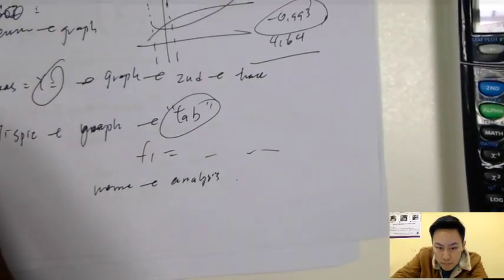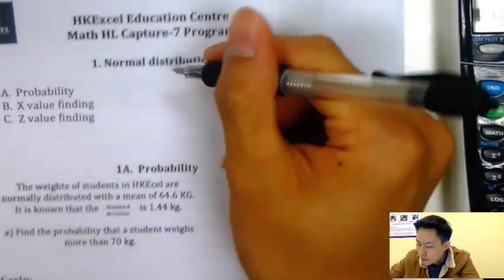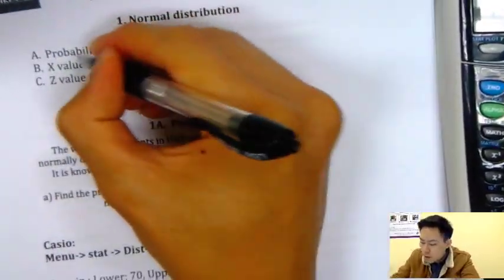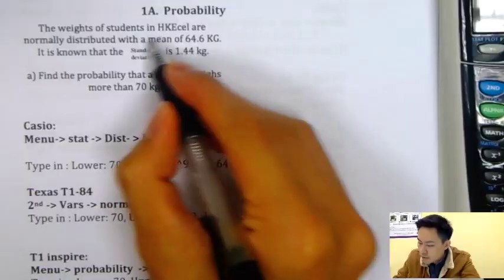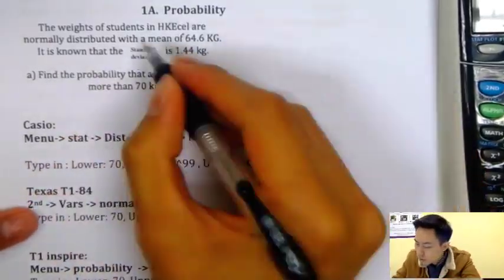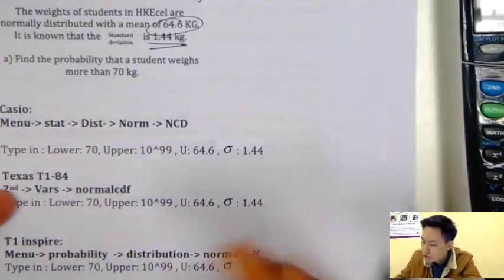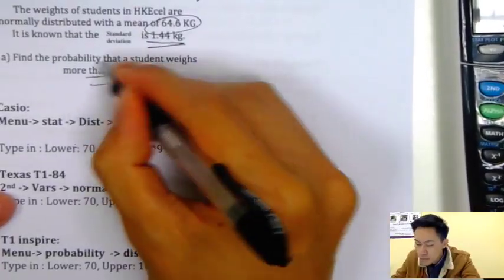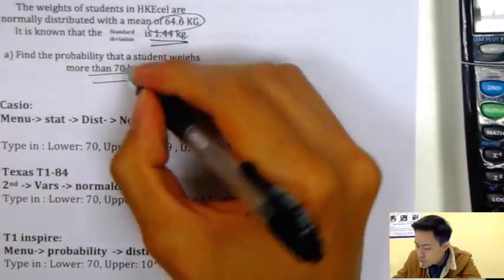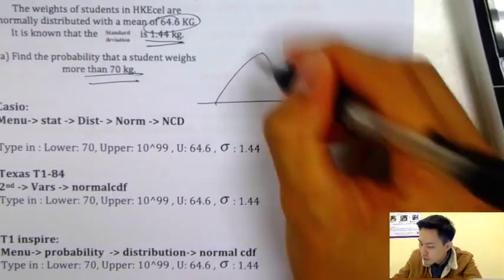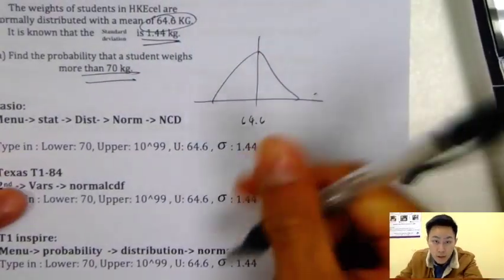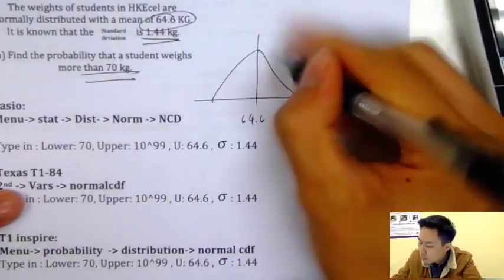So next page. Next page is normal distribution. I'll teach you 3 question types. Probability: how do you find probability? Let's say the weights of the students in HKExcel are normally distributed with the mean of this, and the standard deviation is 1.44. Find the probability that a student weighs more than 70 kg. You can just draw a graph. I assume you know the knowledge. So 64.4 is the mean, more than 70.